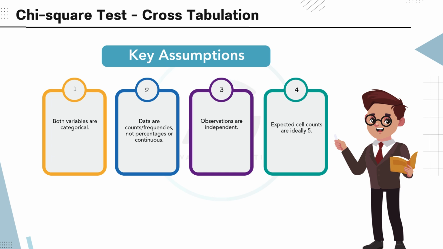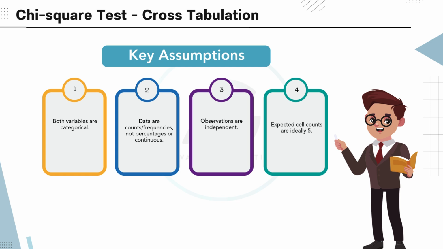2. Data are counts or frequencies. We must be working with raw counts, not percentages or continuous values. For instance, 20 people said yes and 30 said no. Those are counts. If your data is in percentages, it must first be converted to frequencies before the test. 3. Observations are independent. Each observation in the dataset should represent a unique, unrelated unit. If observations are dependent, such as repeated measurements from the same subject, the test results will be biased.